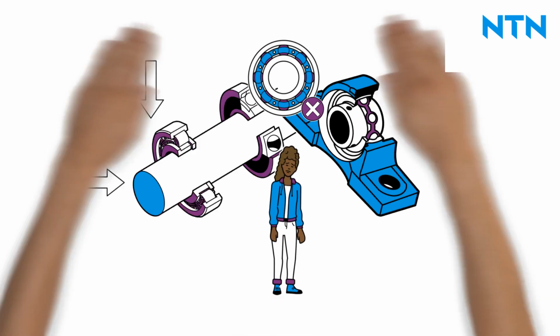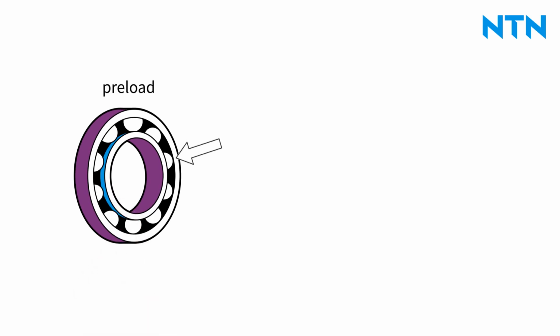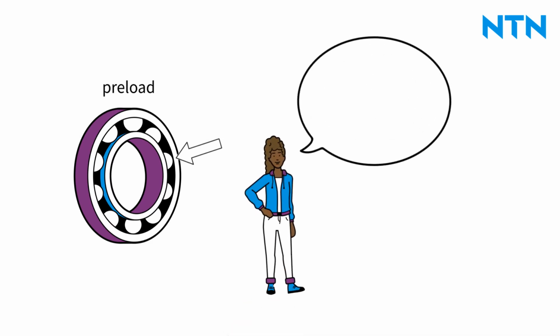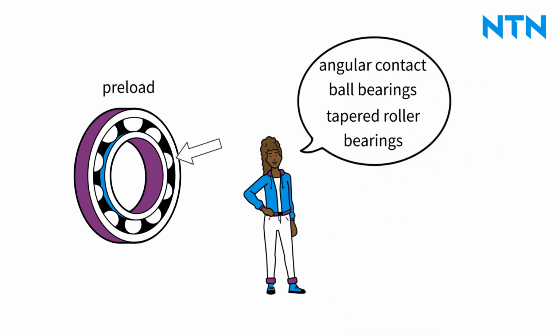Some bearings require a preload. This ensures that there is constant tension at the points of contact between the rolling elements and the raceways. Nina explains that they are most common in angular contact ball bearings and tapered roller bearings.